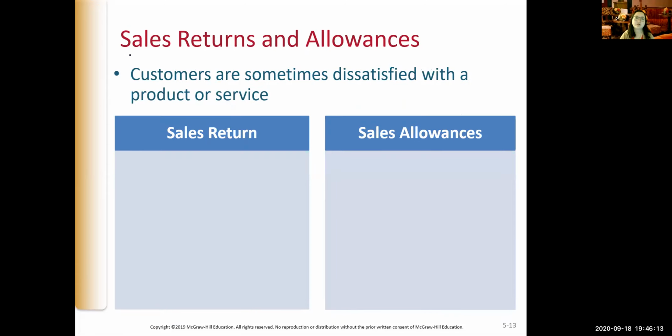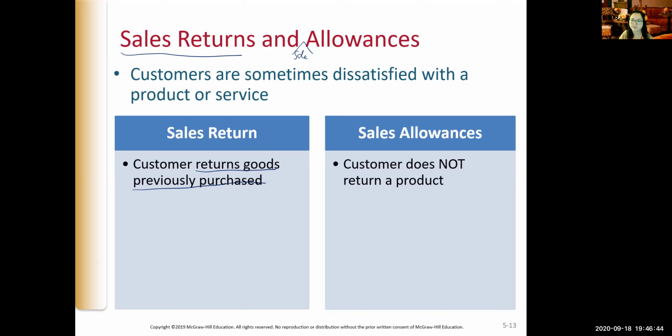Okay, and then let's look at sales returns versus sales allowances. Customers sometimes are dissatisfied with the product or services. They are entitled to return the products or get an allowance from the store or from the service entity, right? So what's the difference between sales return and sales allowance? Sales return means that the customer did return the products previously purchased. However, sales allowance means that the customer does not return the product.